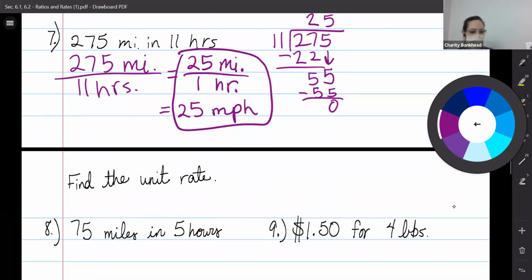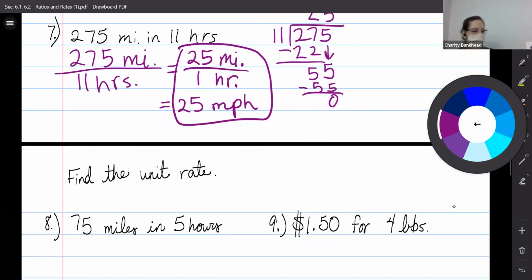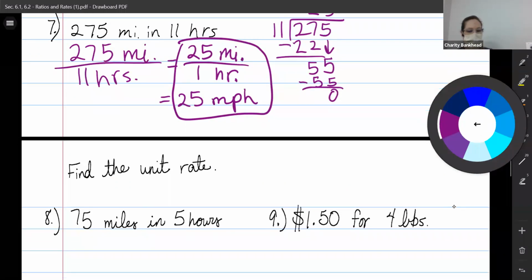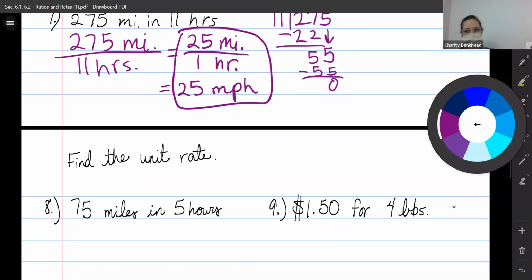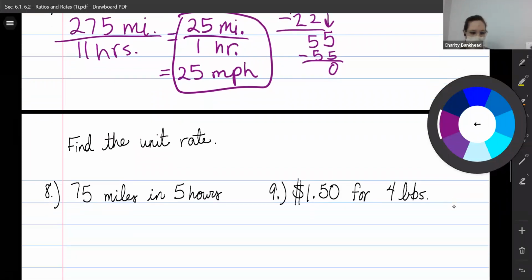All right, so find the unit rate. So the unit rate means the denominator, or like the second number, automatically becomes 1 regardless of whether it goes in evenly or not. So we're just going to be dividing the first number by the second number.